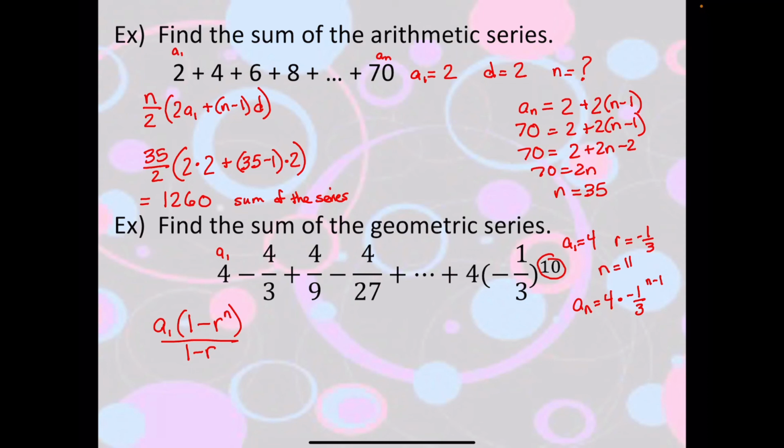So I have everything I need now. So my first term times 1 minus my common ratio to the n power, which was 11, all over 1 minus negative 1/3 again. Be careful, notice at the top I had that extra set of parentheses because it was negative to the 11th power. And when I find that value, I get that the sum of this geometric series is 3.0000016935.